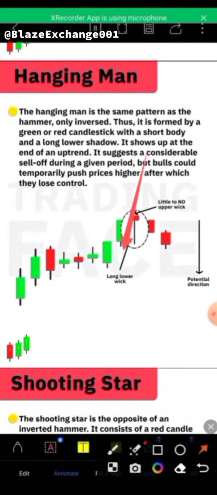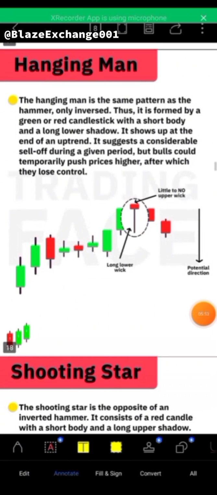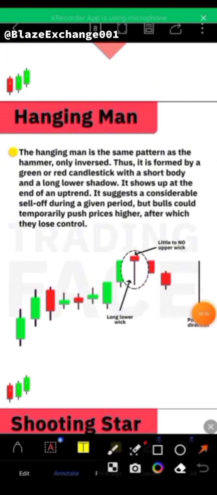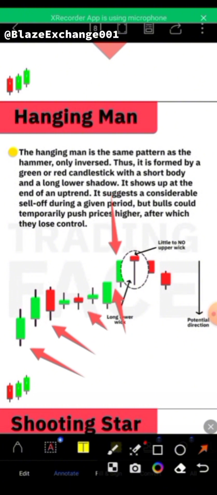It suggests a considerable sell-off during a given period, but the bulls could not temporarily push. You see, the bulls, which are the buyers, always push the market up. When the buyers started from this place and reach this particular place, they couldn't go again. They will now hand the market over to the sellers. They don't want to go again. Maybe they give up, or the sellers are now stronger than the buyers, so they hand over the market to them. That's what they are trying to do.